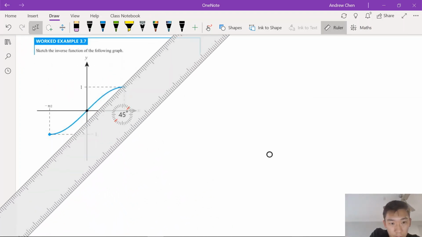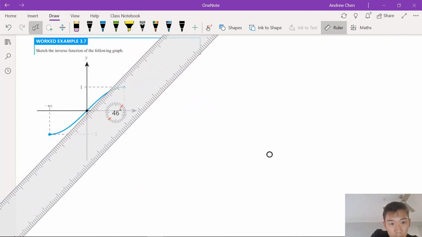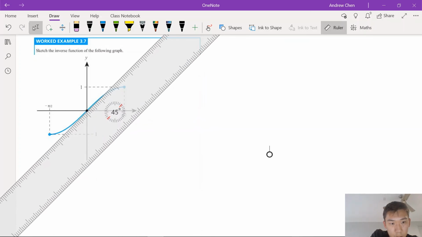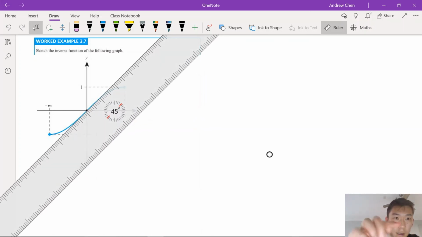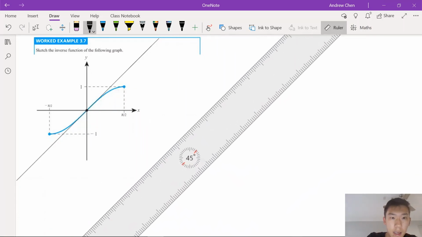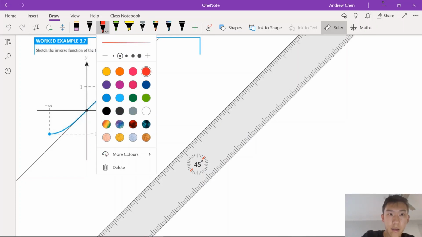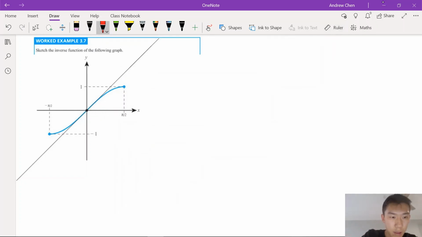Alright, I want 45 degrees because that's y equals x. It's pretty cool that you can do this here. And then basically I'm going to draw y equals x there. Alright, so basically I'm just trying to reflect the blue graph across this line, y equals x. So if I were to do that, then let's do it in red or something. Get rid of my ruler.